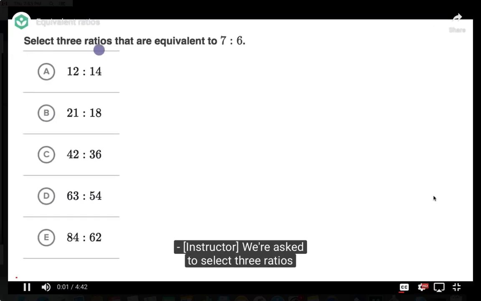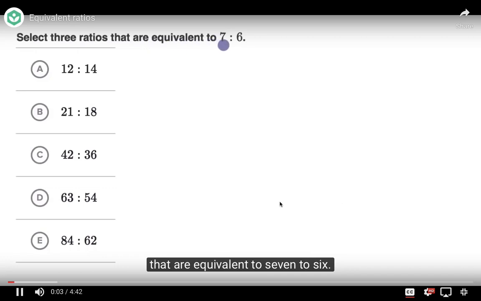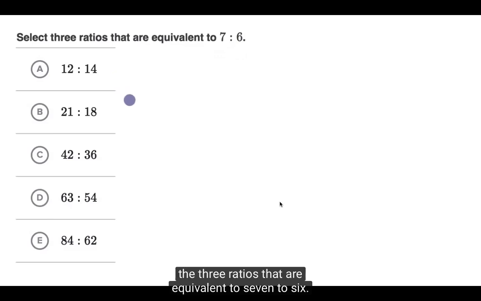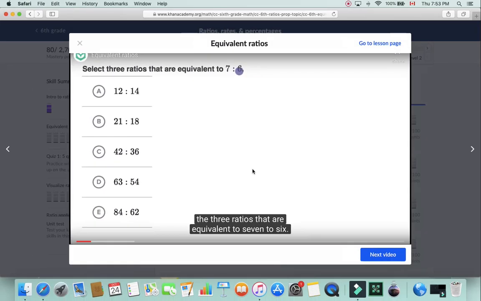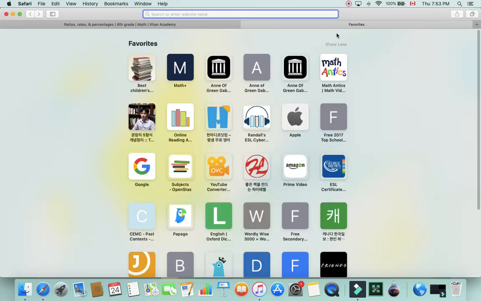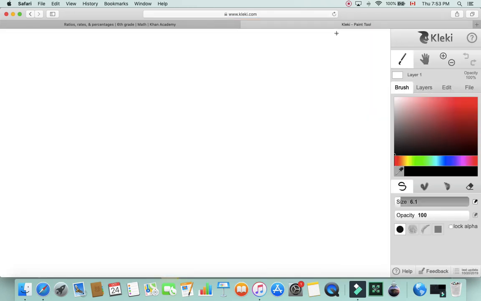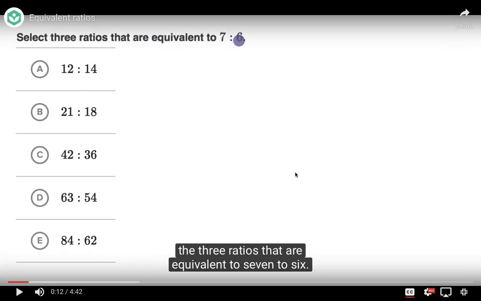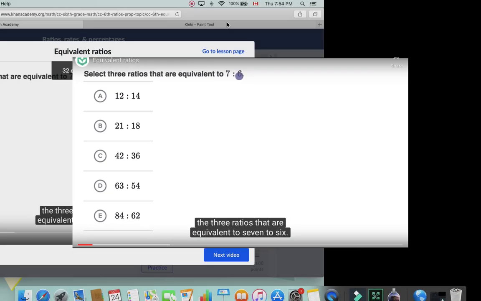We're asked to select three ratios that are equivalent to 7 to 6. So pause this video and see if you can spot the three ratios that are equivalent to 7 to 6. Like I said, pause the video and try to figure it out yourself. Okay, let's go. Select three ratios that are equivalent to 7 to 6.